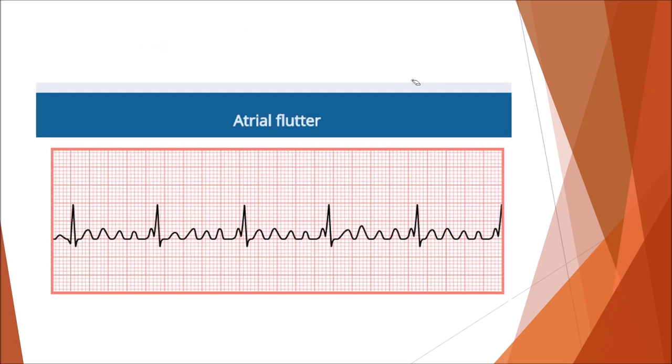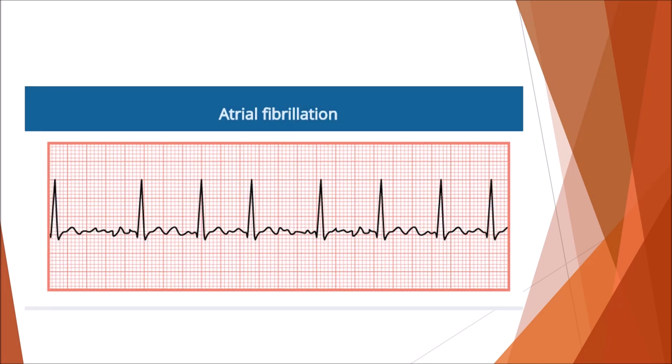So atrial flutter. In an atrial flutter, what's happening is that the atria, the chambers that are supposed to be on top of the heart, are contracting four times faster than they're supposed to. So for every four contractions of the atria, we're actually getting one contraction of the ventricles. Four contractions of the atria, one contraction of the ventricles, so on and so forth. I really don't think they're going to test you on this, but just know that a flutter is a very common type of arrhythmia.